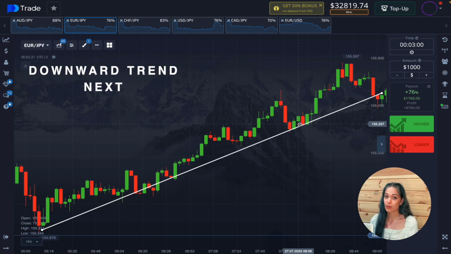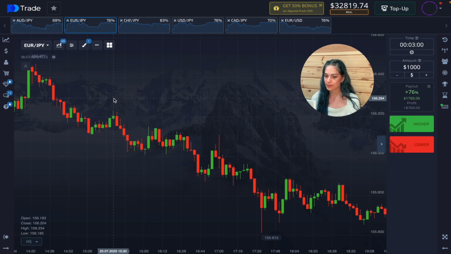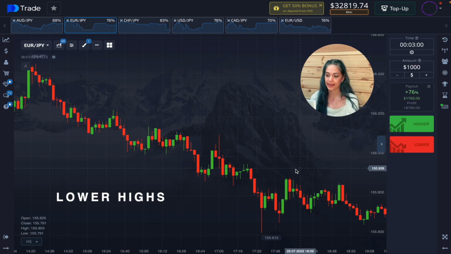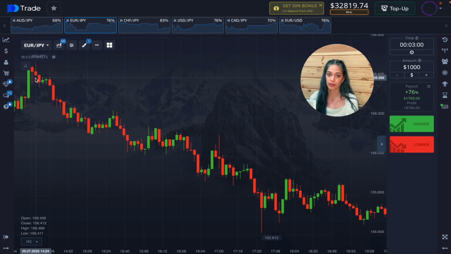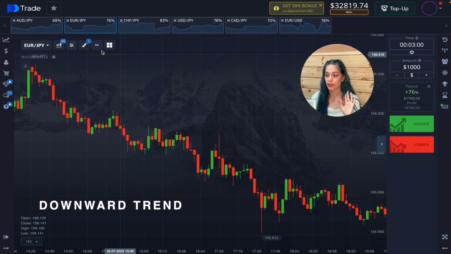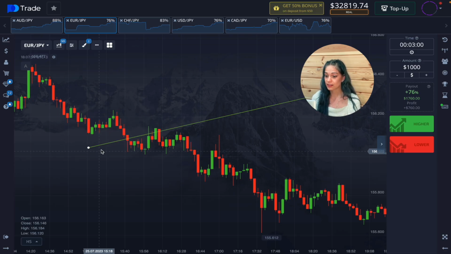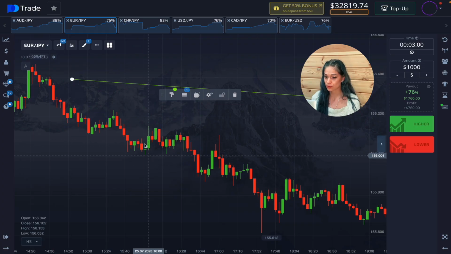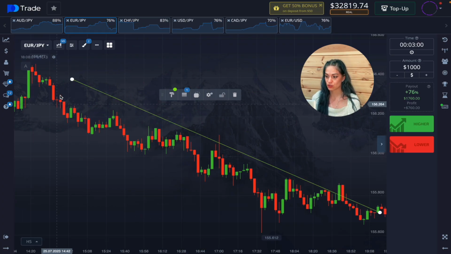Now let's look at the example of a downward trend. Here we clearly see the downward trend, and you can understand that by looking at the high points. They're constantly updated: lower high again and again, and lower low again and again. Downward trend. So in order for us to place the trend line here, because this is a downward trend, we place it above the price chart.